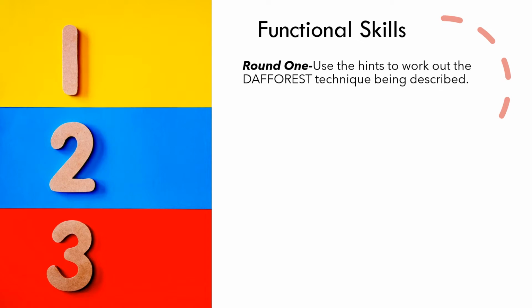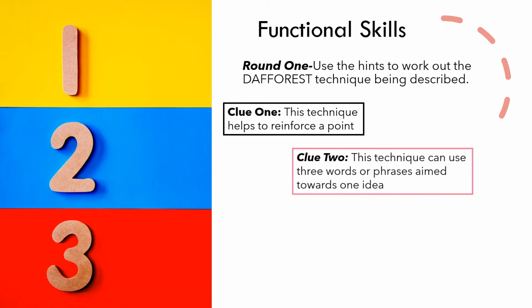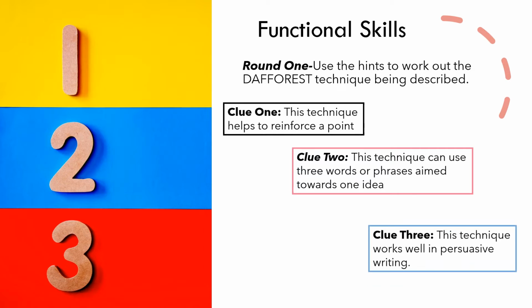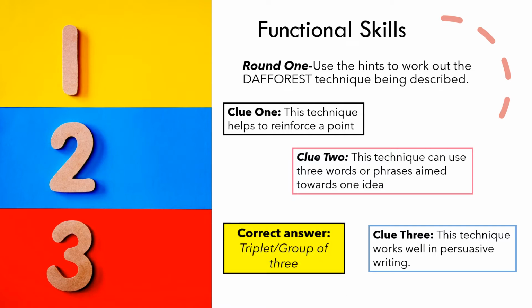Question number 3. So clue number 1. This technique helps to reinforce a point. Clue number 2. This technique can use 3 words or phrases aimed towards one idea or common goal. And the final clue then. This technique works well in persuasive writing. So if you need more time, please feel free to pause the video. Now we're going to look at the correct answer. So you can see it there in the yellow box. The correct answer is a triplet or a group of 3.